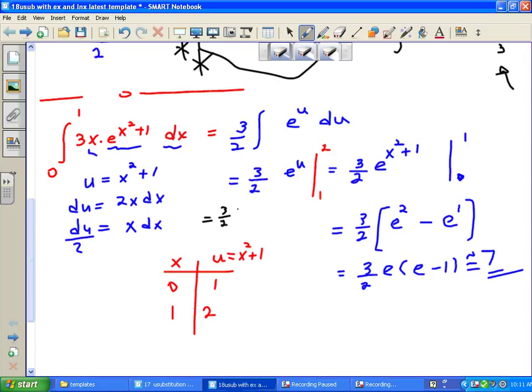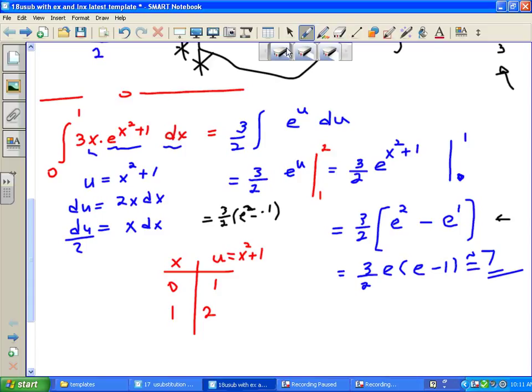So then the answer would have been 3 over 2 times, again, put the upper limit minus put the lower limit, e squared minus e to the 1. It's the same thing, right? As we got earlier, e squared minus e to the first power. So either way you do it, it will be the same thing.